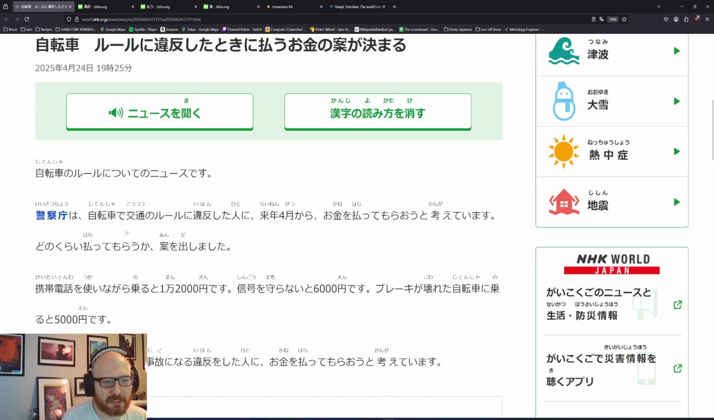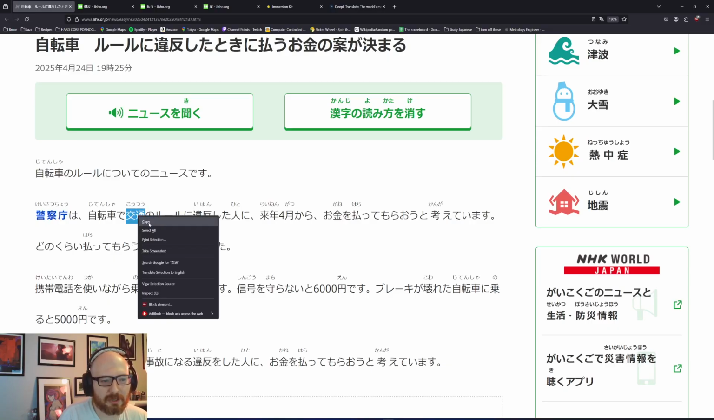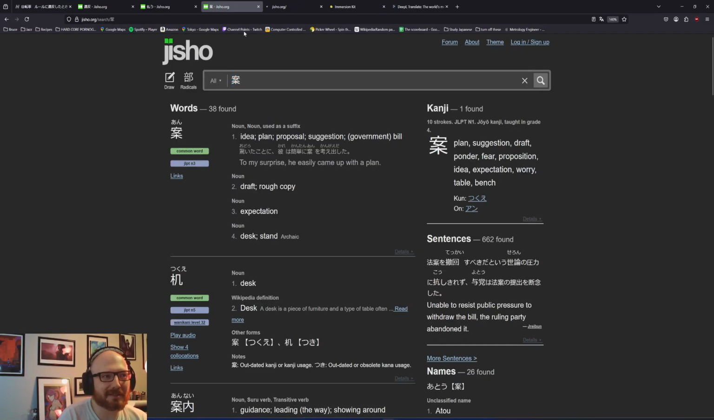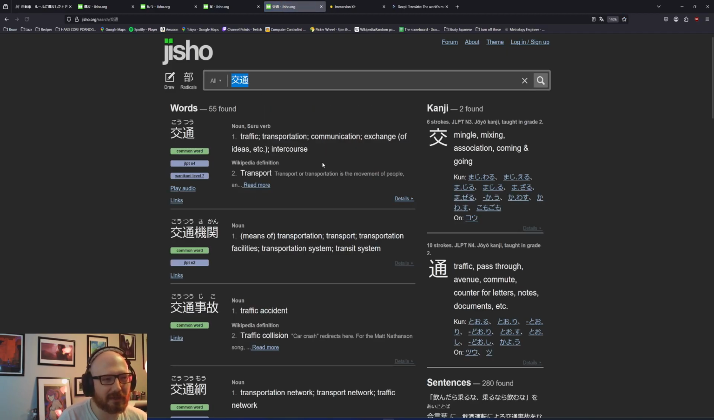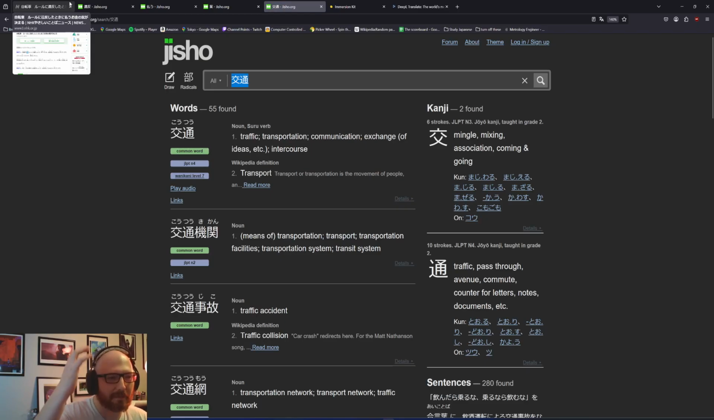自転車で交通. And the reason I jumped over here and started reading this instead of starting from here is because I know this word. It's just not popping into my brain. So we gotta look it up. I was stalling. I was hoping I could get traffic to pop into my brain.